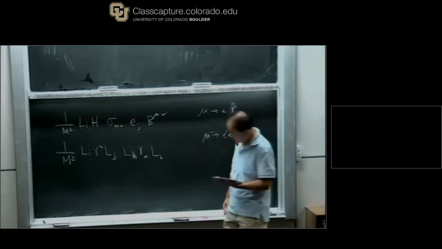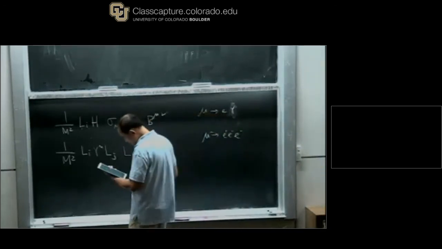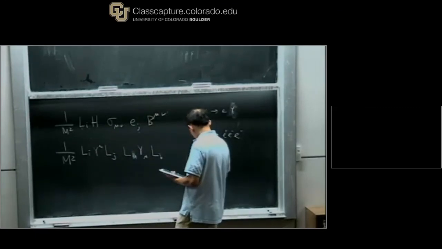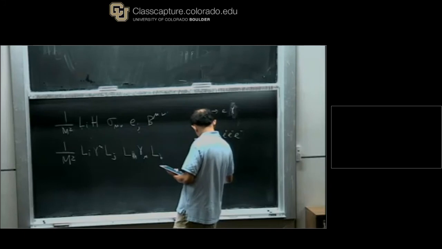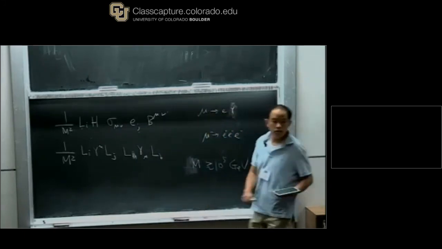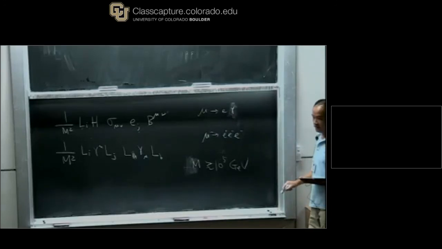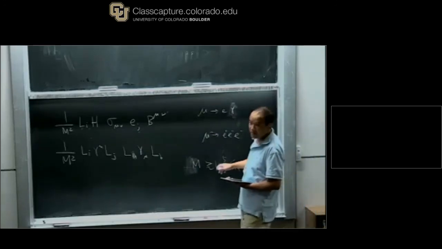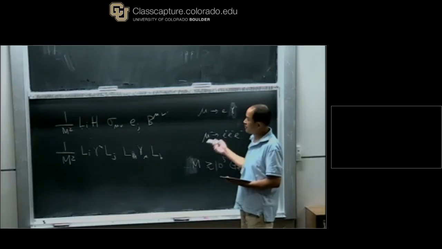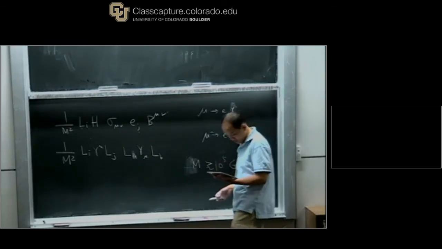So these things all constrain these parameters. Roughly speaking, this tells you that M needs to be greater than this bound. It is slightly less stringent than the kaon mixing constraint. Kaon mixing is 10 to the 7 GeV, this is 10 to the 5.